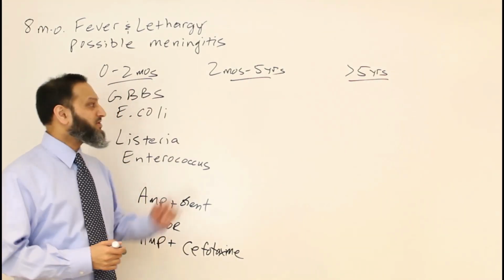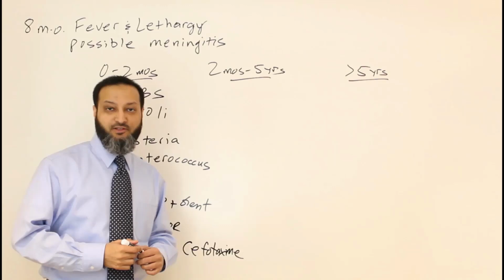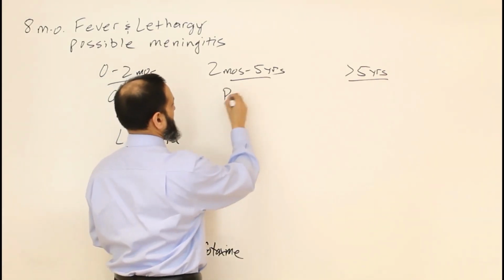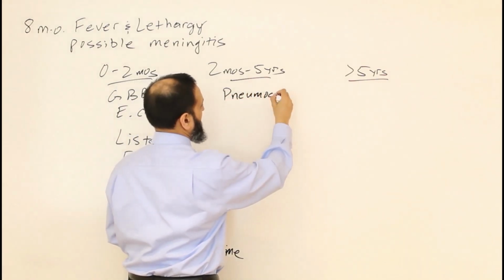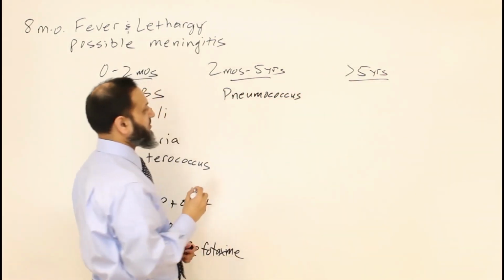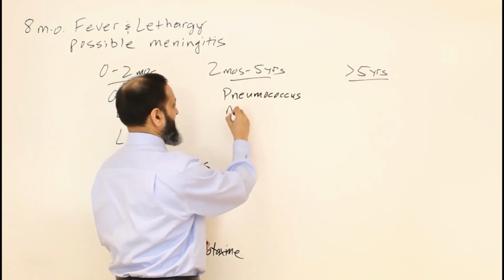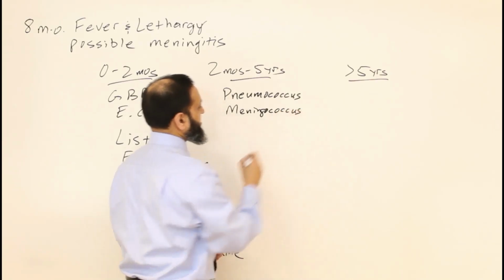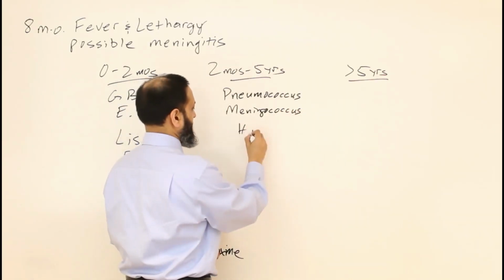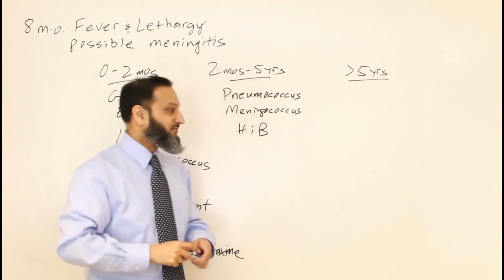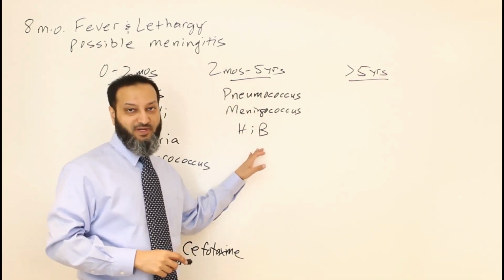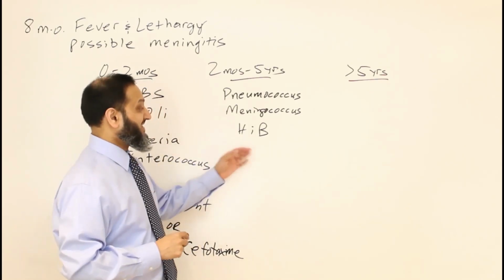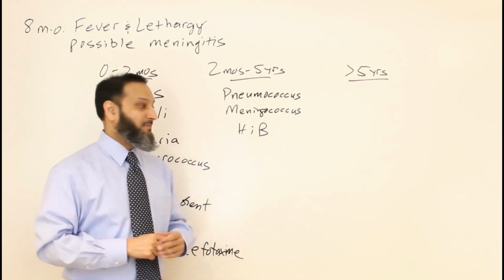Okay, so now let's move on to the toddler range and think about the bacterial causes of meningitis in this age group. The number 1 cause in this age group is going to be pneumococcus. Number 2 is going to be meningococcus, and number 3, which is much less common now, is H. influenzae type B. H. influenzae type B used to be the number 1 cause of bacterial meningitis in this age group, but because we developed the conjugate vaccine, it has dropped down to number 3.